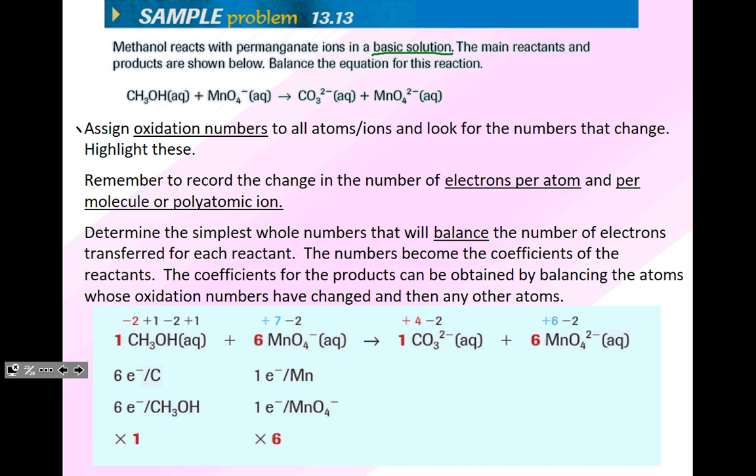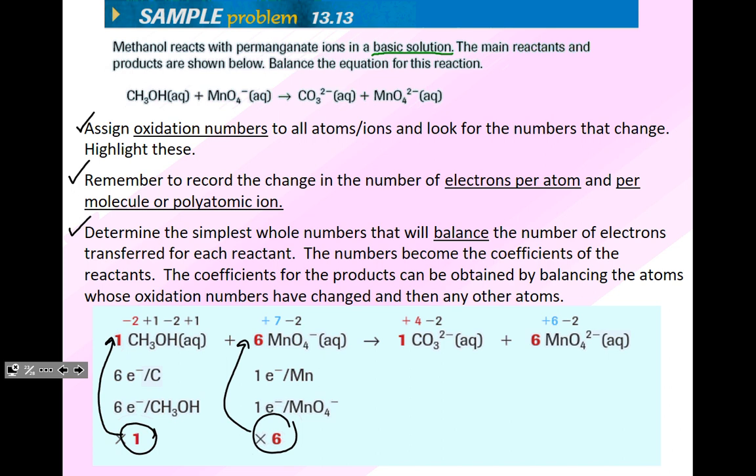Assign oxidation numbers to all atoms and ions and look for the numbers that change. Remember to record the change in number of electrons per atom and then per molecule or polyatomic ion or per compound. You're going to determine the simplest whole numbers that will balance the numbers of electrons transferred for each reactant. The numbers become the coefficients, recall, right? So here, in order to balance everything, they become the coefficients. No big deal. So the numbers become the coefficients of the reactants.